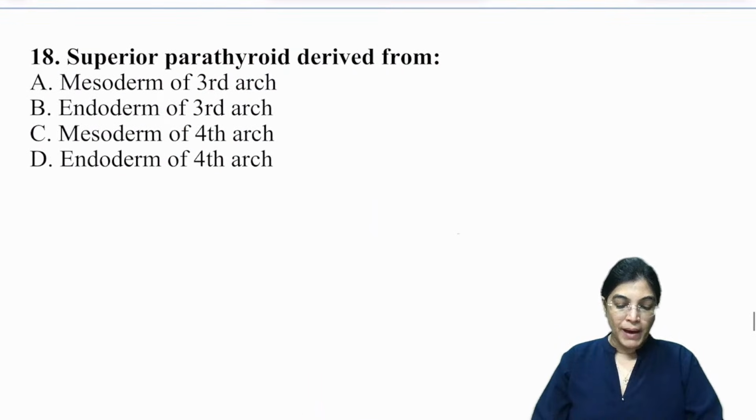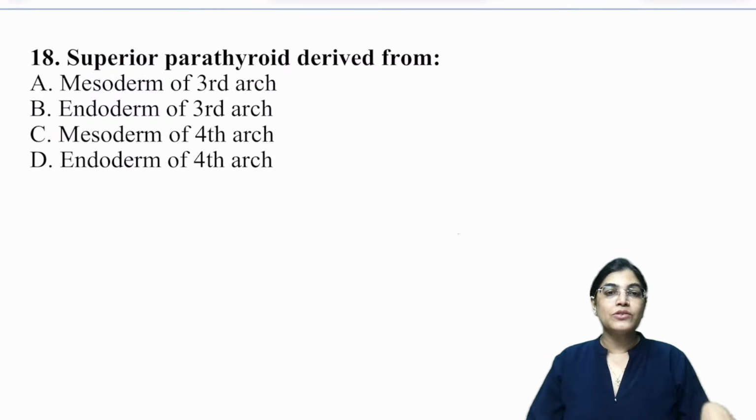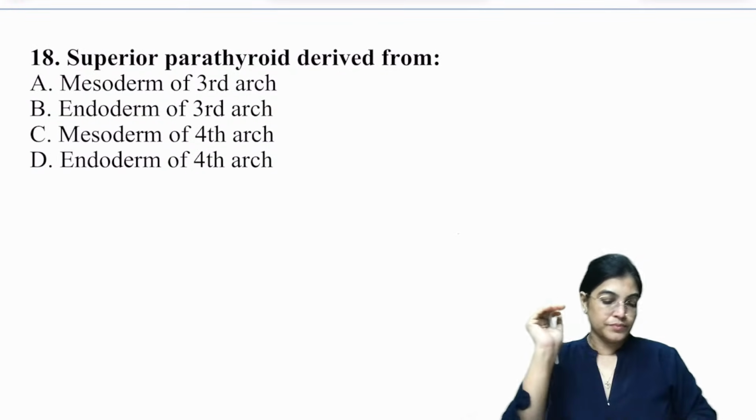Now coming to the next question: the superior parathyroid gland is derived from which of the following arches? Mesoderm of second arch, endoderm of third arch, mesoderm of fourth arch, or endoderm of fourth arch?